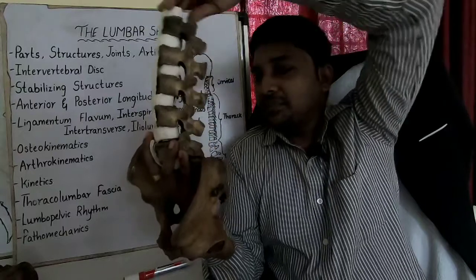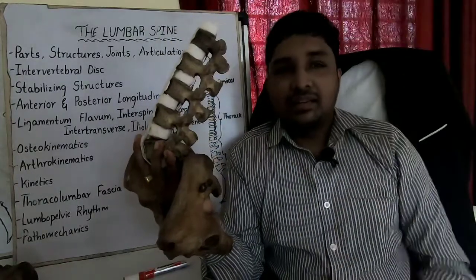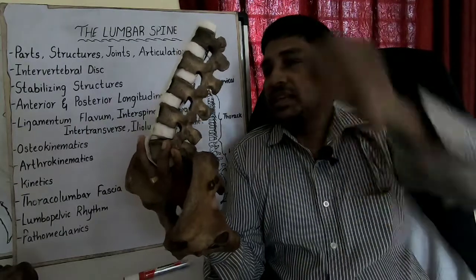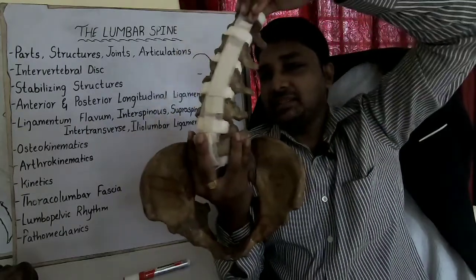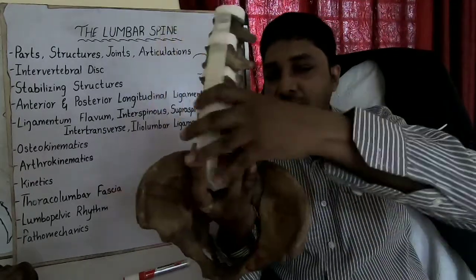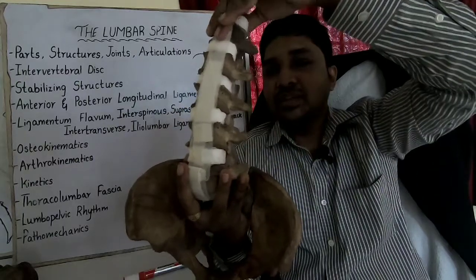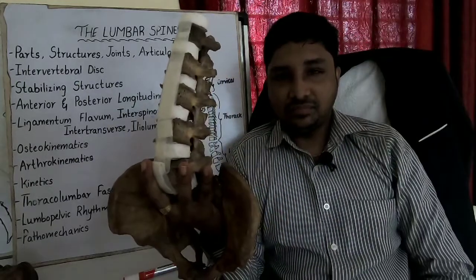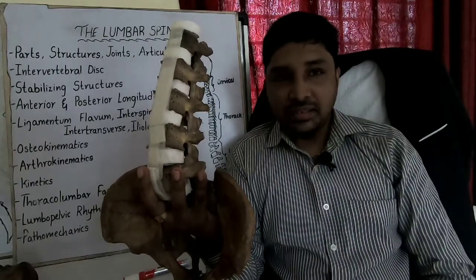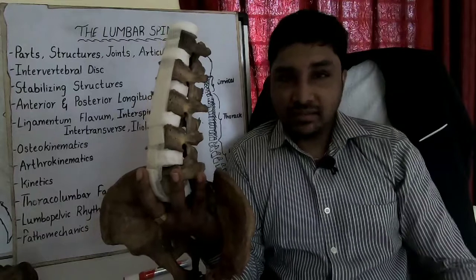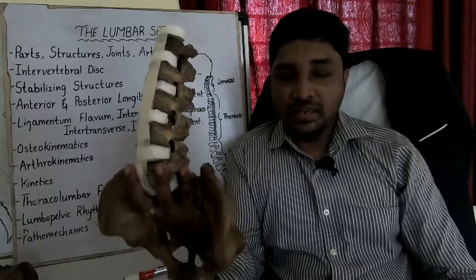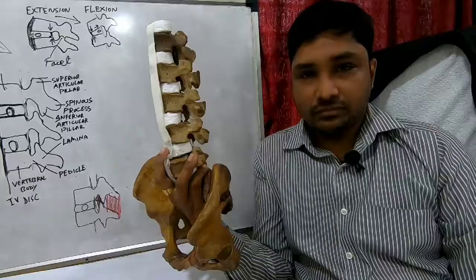So flexion is 50 degrees, extension is 20 degrees. Side flexion, again, is 20 degrees. Rotation is not much, only 5 degrees. So these are the possible ranges of motion, and of course there are variations from person to person. This is a general range of motion.